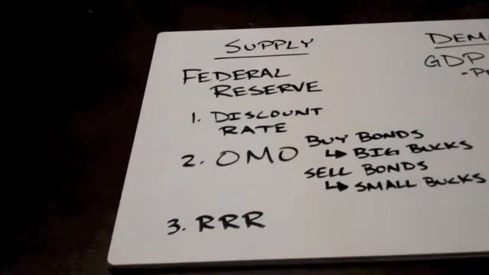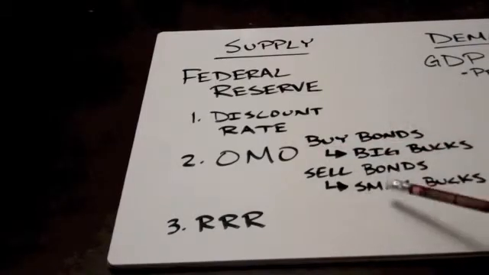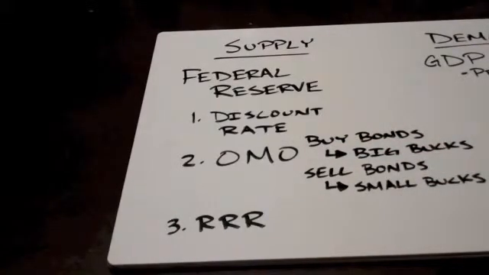Here's a quick way to remember how buying and selling bonds would impact this graph. Buying bonds equals big bucks, an increase in the money supply. Selling bonds equals small bucks, a decrease in the money supply. The Federal Reserve can lastly change the required reserve ratio, which is the ratio of loans that banks have to hold on to. So by changing this, they change the amount of money that banks have to loan out. It would then change the supply of money.